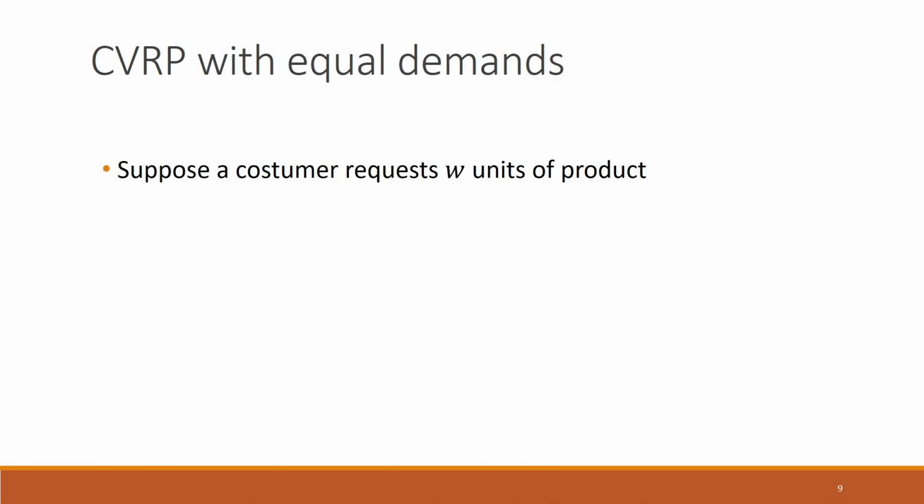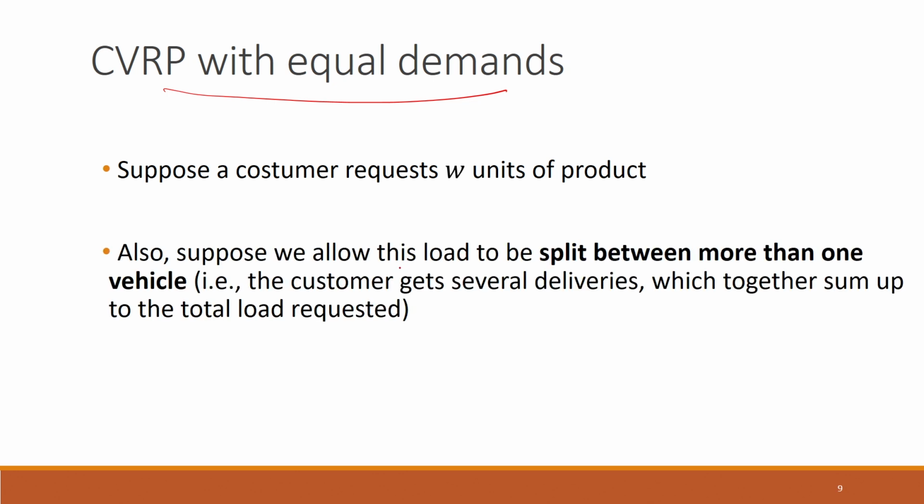Okay. So in this capacitated vehicle routing problem, we will be considering a case called CVRP with equal demands. Let us see what this means here. Suppose a customer requests W units of product. Okay. And also suppose we allow this load to be split between more than one vehicle. Okay. That is, this customer is fine with getting several deliveries, all of which together sum up to the total load that is requested. Okay.